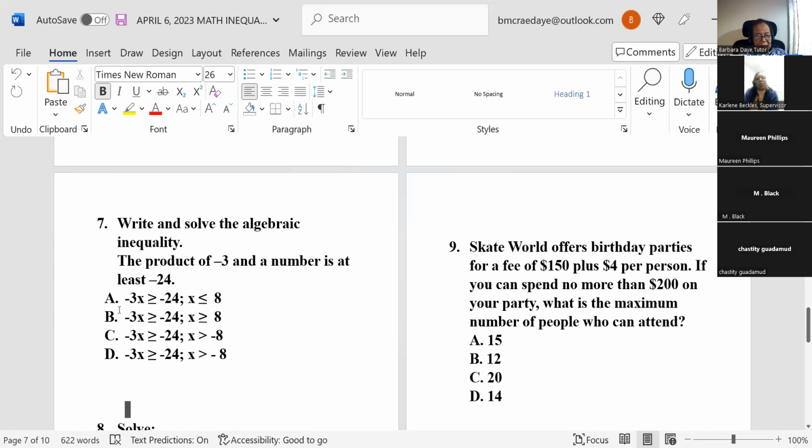Yes. At least. The product of -3 and the number x is greater than or equal to -24. So there's the inequality, and you should solve it. Now solve it. Tell me which answer you get. Solve that for x, and what answer do you get?